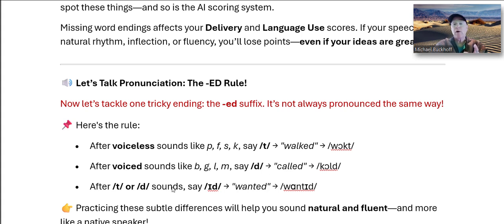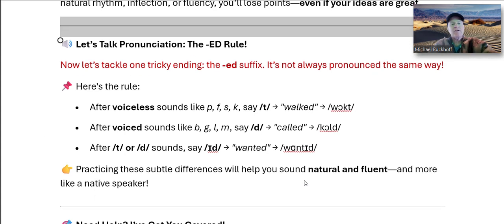Now, this is the tricky one. This is the one that we all get confused about. If a verb ends in a T or a D, you need to create what's called an additional syllable, id, as in want, wanted, right? So, but when you say grab and then grabbed, you're not going to say grab it. So what you want to remember is if a verb ends in a T or a D and you add ED on the end of the word, you do need to create a new syllable. So practicing these subtle differences will help you to sound natural and fluent and more like a native speaker.